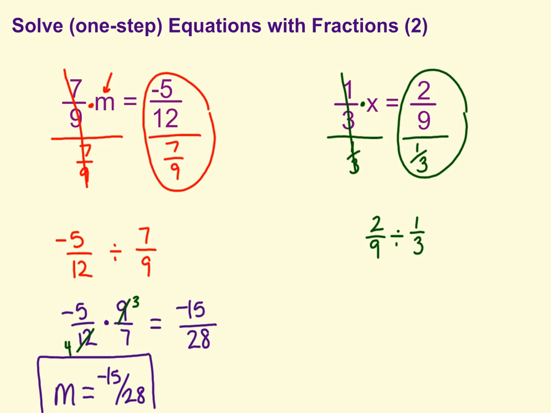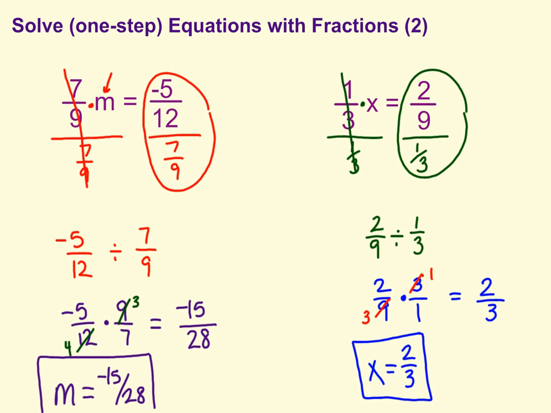And again, here's that division. Instead of division, we're going to rewrite it as multiplying by the reciprocal. And then maybe there's some reducing we can do. I see another 9 and 3 again. All right, 3 divided by 3 is 1. 9 divided by 3 is 3. And then we can go ahead and multiply the numbers that we have left. 2 times 1 is 2, over 3 times 1 is 3. So we have x equals 2/3.